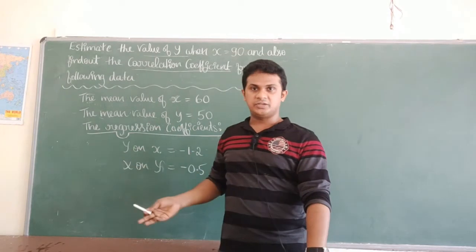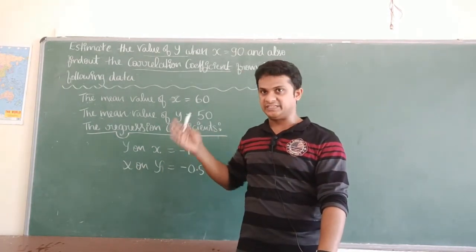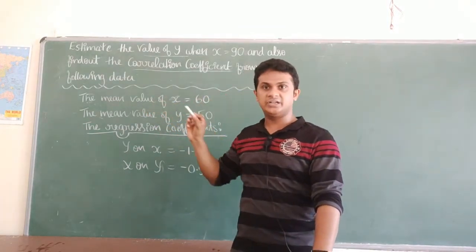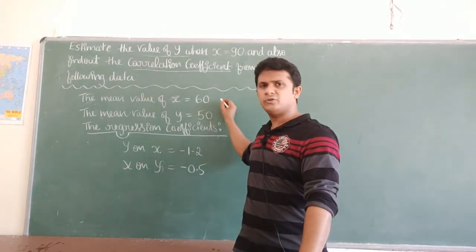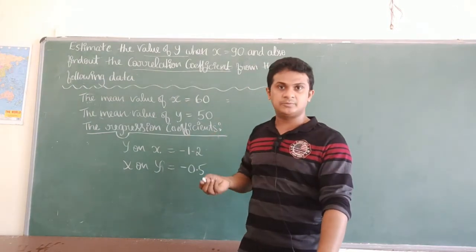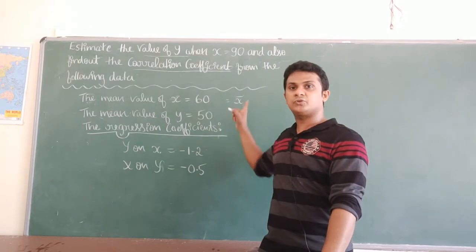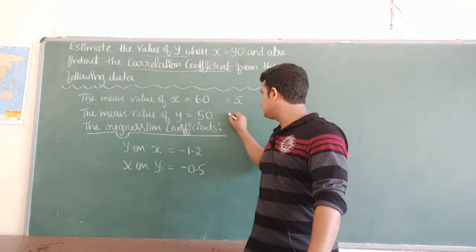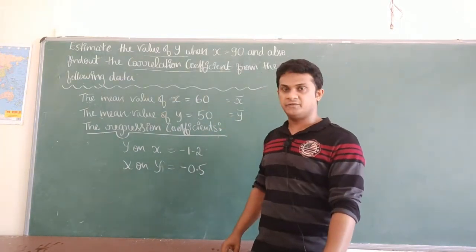So what are the statistics which they have given for us to compute these values? First they said the mean value of x. They have given the mean value of x as 60. What does mean value of x mean? How can we indicate it? We can indicate it like x bar, right? So x bar is given, which is 60. Next the mean value of y, which is y bar, is given as 50. So y bar is 50.